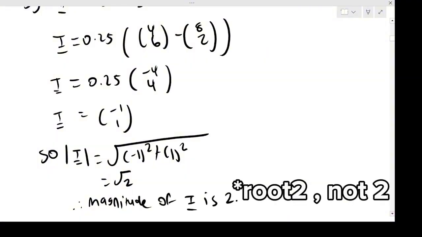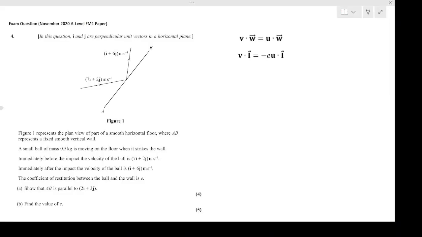Then I've got this question here, and it's sort of in reverse to the last question. Again, we've got a slanted wall, but here we're told the initial and the final velocities, and it wants me to show that AB is parallel to the vector 2i and 3j. So AB again is the wall. We need to show that the wall is parallel to this, so basically we need to somehow find W.